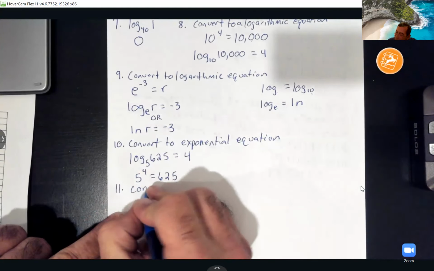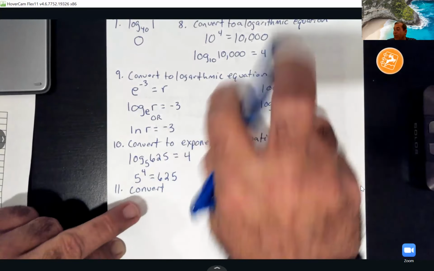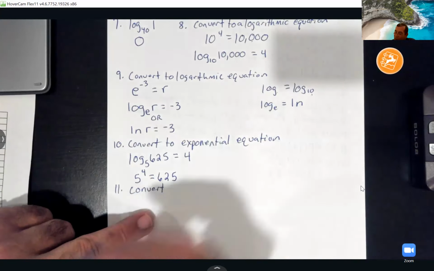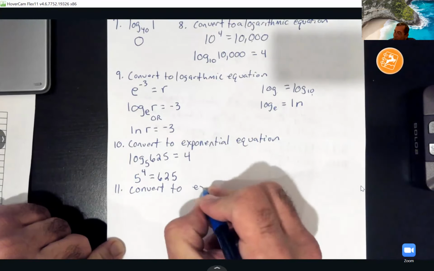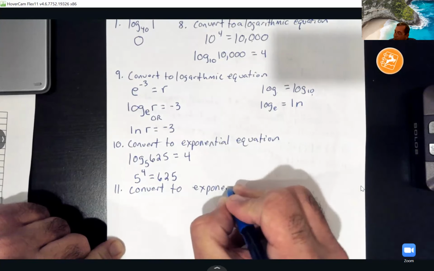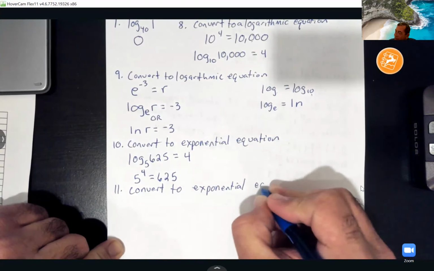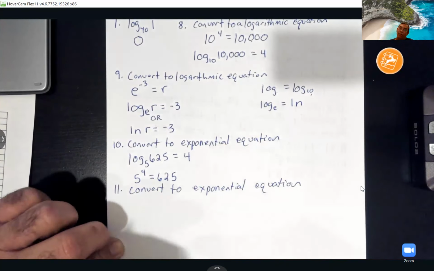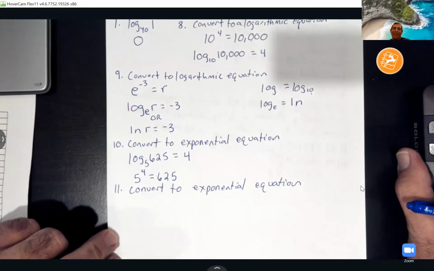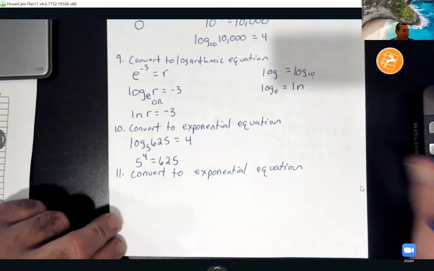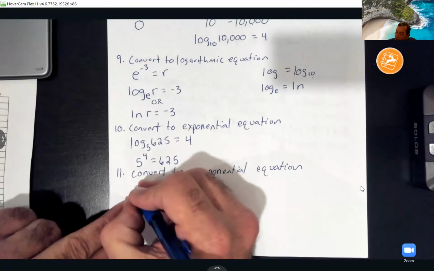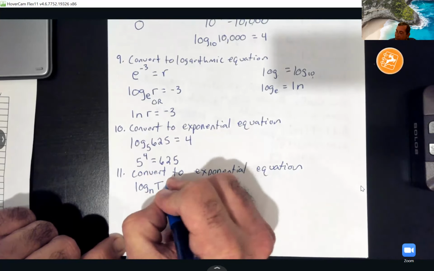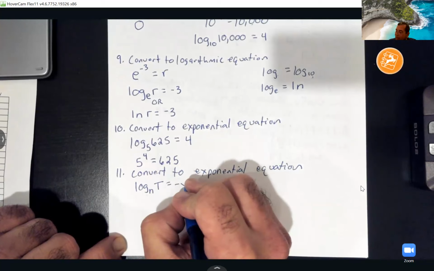All right, so then they had another one, convert. Notice they're going to give you one with all numbers, and then they start trying to throw the alphabet at you to see what you do with those. So it's another one, convert to exponential equation. But we learned all this because we got to solve those equations at the end of this chapter, okay? All right, y'all, so let me see what I got here for 11. I got a log base little n of a capital T equals a negative y.